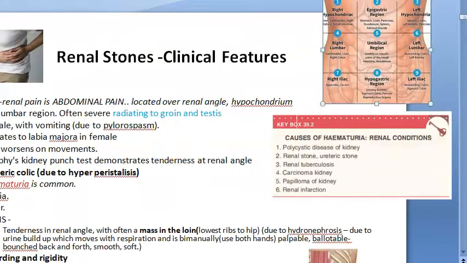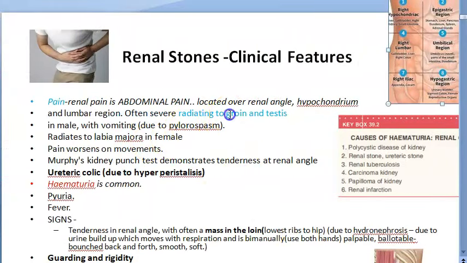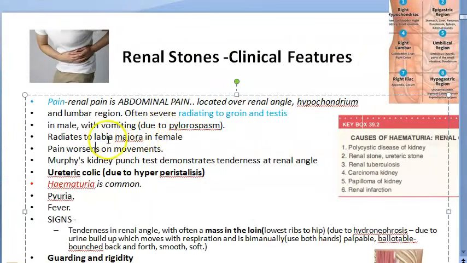For men, this pain can be radiating to the groin and testis. For women, it can radiate to the labia majora. Okay, this can be associated with vomiting due to pylorospasm. And this pain actually worsens on movement, they are saying. Then there is some punch test to demonstrate renal angle tenderness. This looks scary anyways.